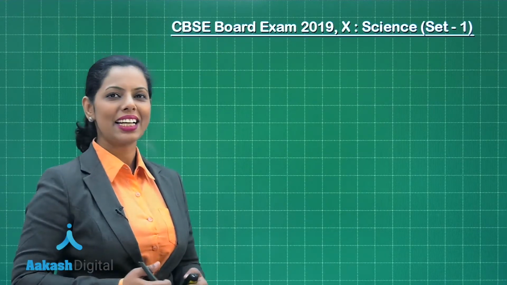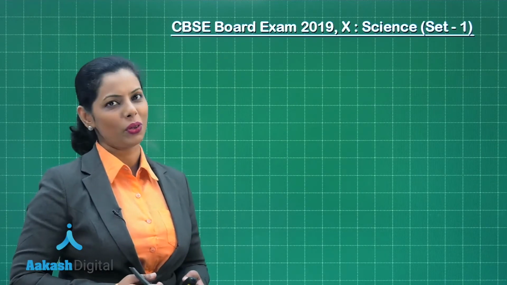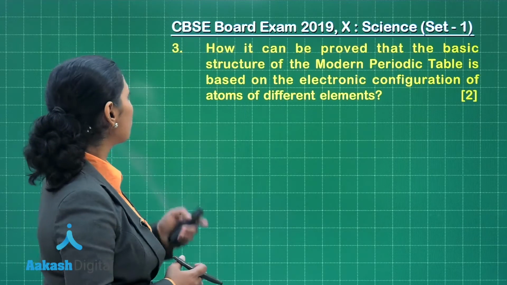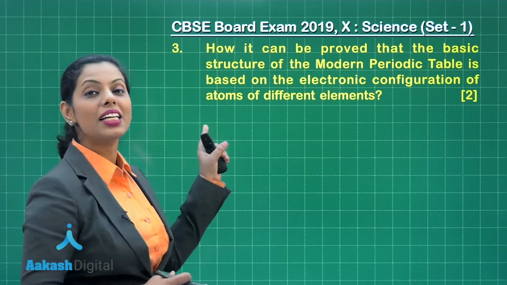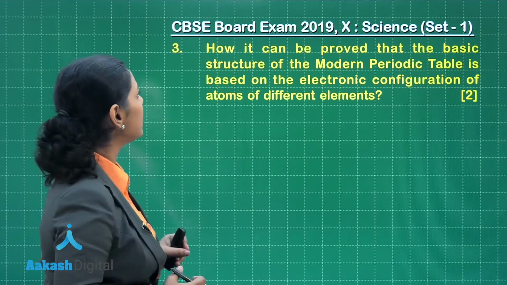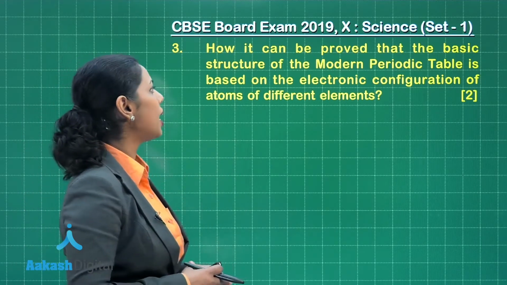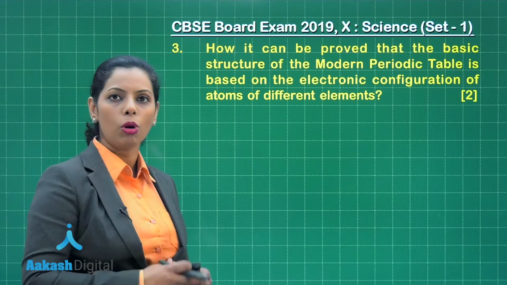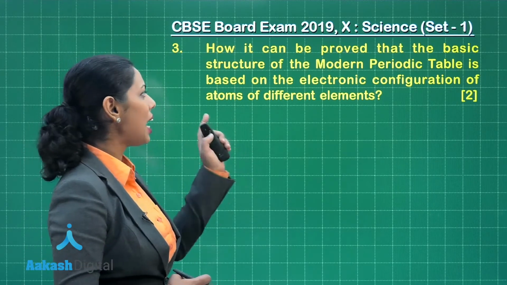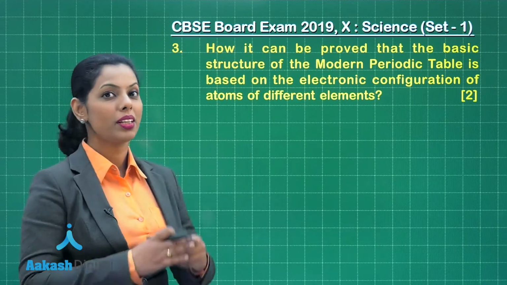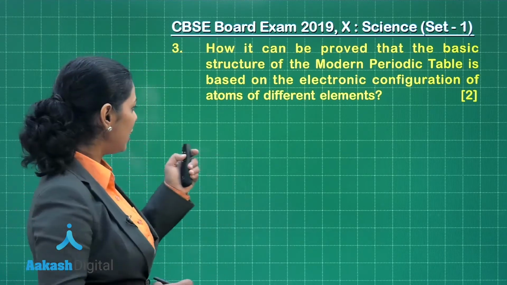Now students, let us start the discussion of section B of your question paper, in which the first question is question number 3 from the chemistry section. This question has internal choice, and the first choice is how it can be proved that the basic structure of the modern periodic table is based on electronic configuration of atoms of different elements. It can be answered in this way.